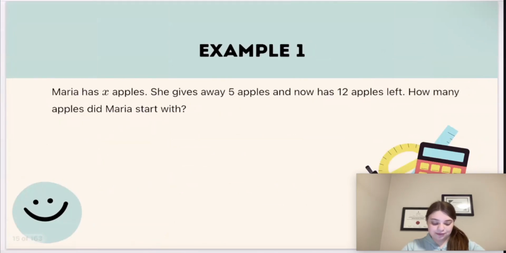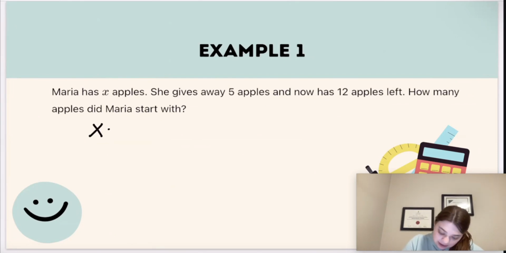Here's an example. Maria has X apples. She gives away 5 apples and now has 12 apples left. How many apples did Maria start with? First I'm going to write X because originally she had X apples. Then she gives away 5 apples, so that means she's going to have 5 less.